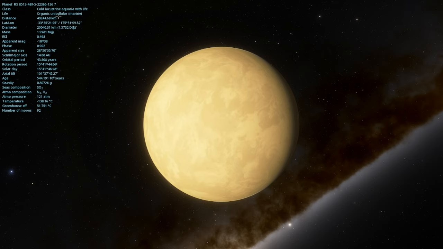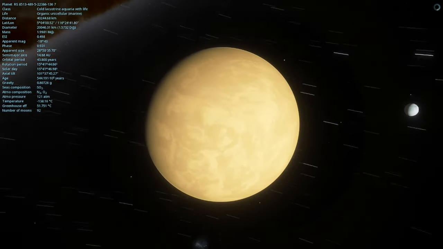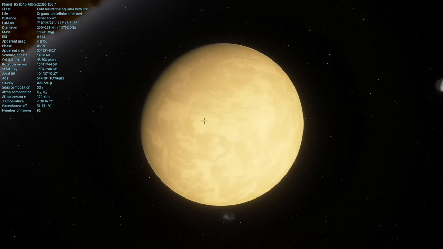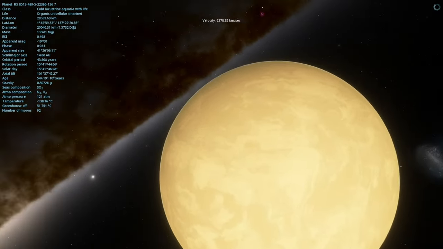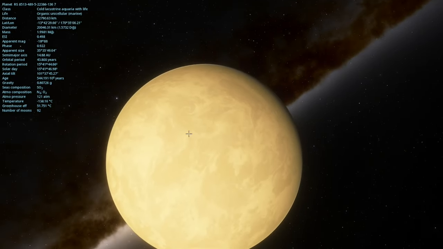Organic unicellular marine, cold equestrian aquatic aquaria with life. The atmosphere is very thick, it's mostly nitrogen and oxygen. The seas are made of sulfur dioxide. Oh, cool. It's kind of like in the video I made about where life could possibly exist, where I made the comment of exotic life living in sulfur dioxide under the crust of Io. That's what I'm talking about. Interesting. Why would there be a nitrogen atmosphere? Yeah, nitrogen's pretty inert. I don't know if it reacts with sulfur dioxide.